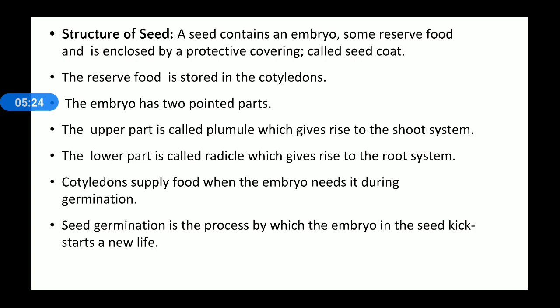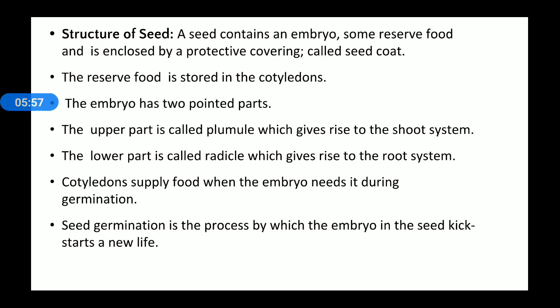Next point, the embryo has two pointed parts. The upper part is known as the plumule and the lower part of the embryo is known as the radicle. The upper part, plumule, will give rise to the formation of the shoot, and the lower part will give rise to the formation of the root. I am again repeating, the embryo has two pointed parts. The upper part is known as plumule and the lower pointed part is known as radicle.